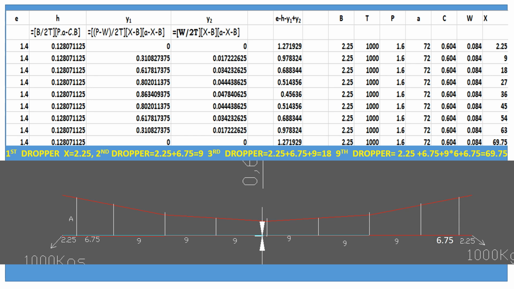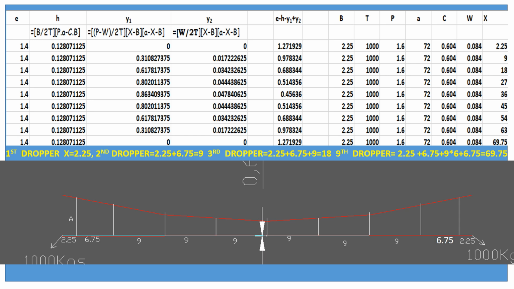Now H, we know the formula: B by 2T, where B is the spacing of the first dropper, T is the tension, 1000 kg, and P is the weight of OHE, 1.6 kg per meter, multiplied with this span. So you can find the total weight. Then C minus C into B, where C is the weight of catenary per meter and B is the first dropper spacing. So you can find H easily.